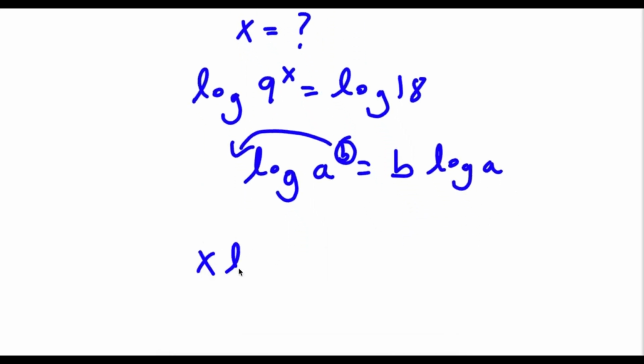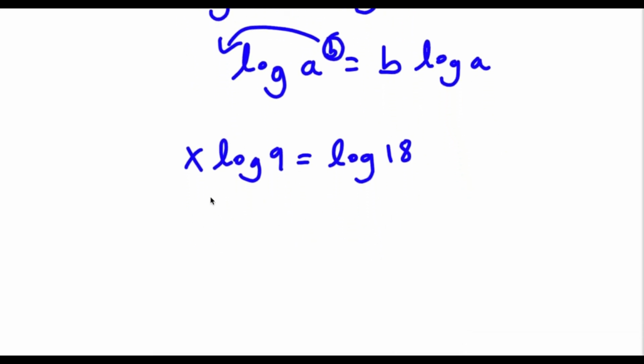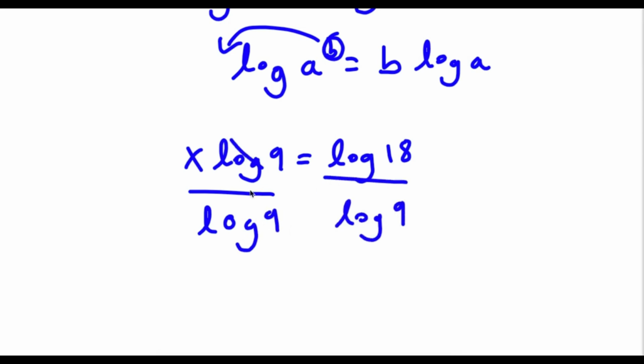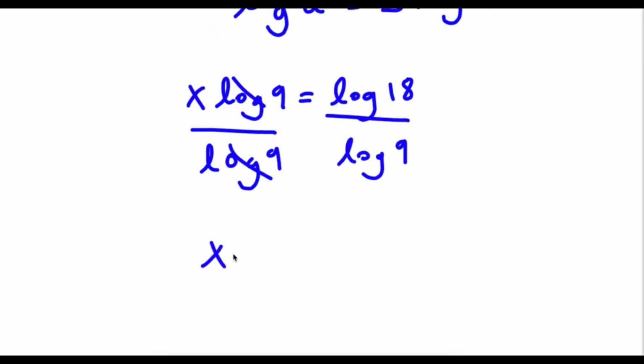So now I have x times log 9 is equal to log 18. And now, I'm going to divide both sides by log 9. So then these two cancel out. And I'm left with x equals log 18 over log 9.